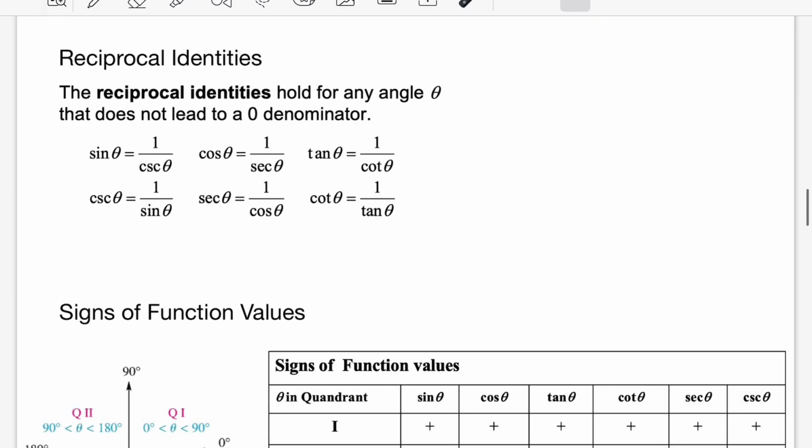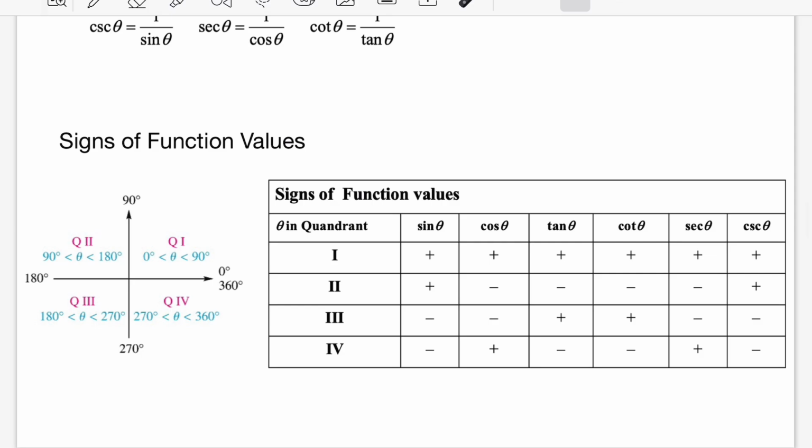The next thing that we'll look at is our signs of function values. So that's given by this chart here. We also saw this, I believe, in section 9.1, where if we're looking in quadrant 1 here, all of our 6 trig functions are going to be positive. We have all of our x values are positive and all of our y values are positive. In quadrant 2 here, all of our y values are going to be positive, but all of our x values are going to be negative. So this makes cosine, tangent, cotangent, and secant all going to be negative.